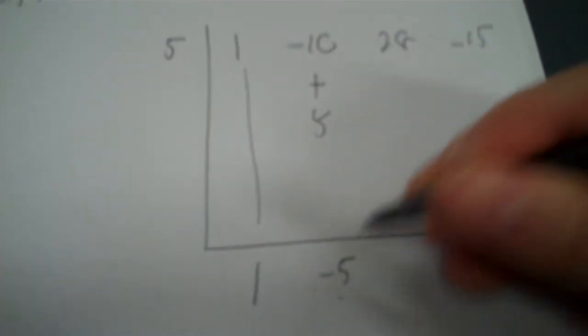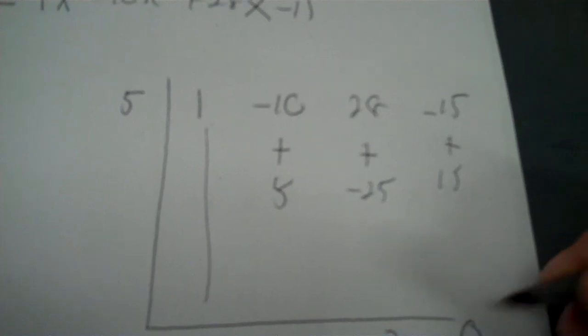Add. Negative 5 times 5 is negative 25. Add, that's 3, 15. Okay, so that's now 1x squared minus 5x plus 3 equals 0. Now if you want to use your discriminant to see if you even need to use the quadratic formula, be my guest. That's what it's there for. Yep, we're going quadratic formula.